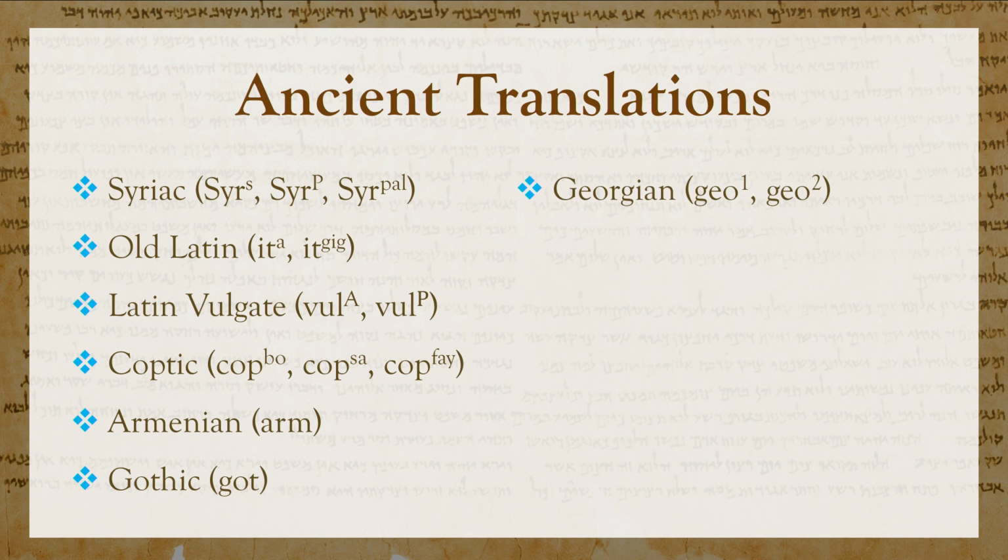Then we have Georgian, not to be confused with the state just north of Florida in the United States, but it's actually the country over by Russia, Georgian. And we have a couple of manuscripts there, one from the 9th century, one from the 10th century, and they are used in comparing different manuscripts of the Greek.